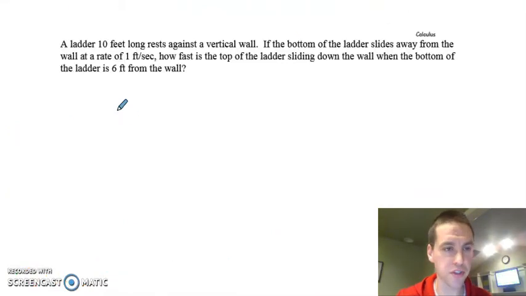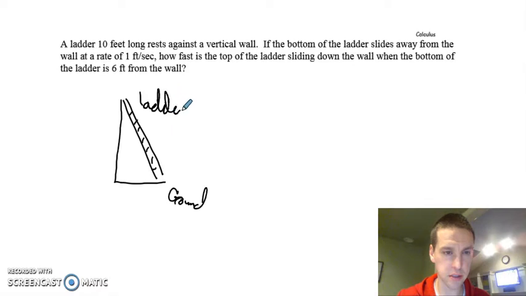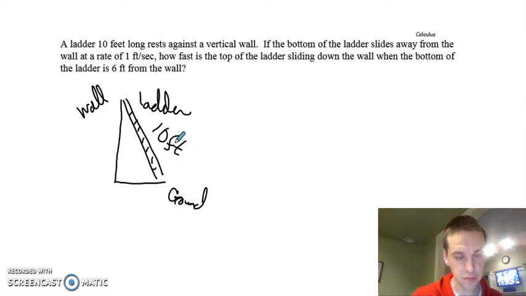If I haven't read the question, read it, please. So we've got a ladder leaning against a wall. You're on the ground. So this is the ground. Ladder. Wall. The only thing we know right now is that the ladder is 10 feet long.